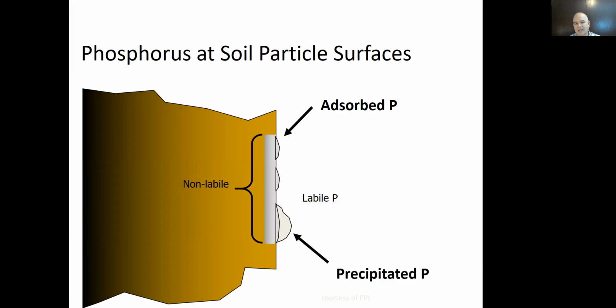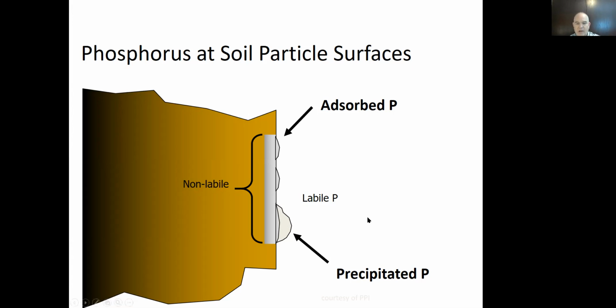So here's kind of another diagram of this. We get what we call non-labile phosphorus that's sort of locked up inside the minerals or even the organic matter of the soil. And that's not very plant available at all. We also get some adsorbed phosphorus that's right on the surface. That's a little more available. It's more likely that that's going to get released to the plants.